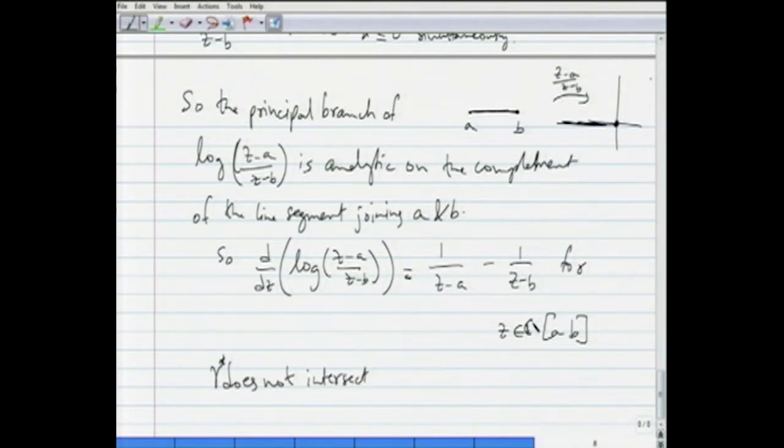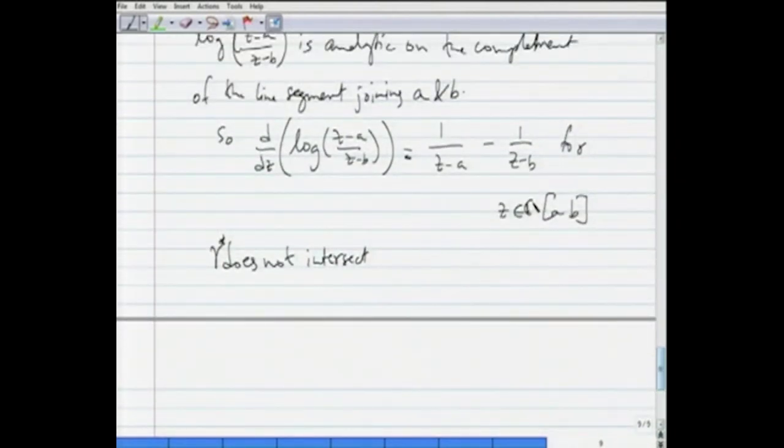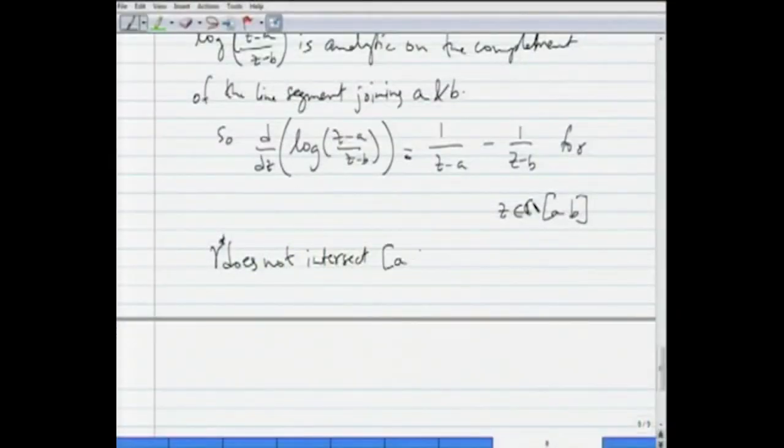Recall we are being sloppy about gamma and gamma star. What I mean by that is we agreed that we will confuse between the curve itself and its trace. So, I will write gamma star or gamma. Gamma star does not intersect this line segment joining A B. So, the integration over gamma of 1 by z minus A minus 1 by z minus B, which has an antiderivative. Now, the integrand has an antiderivative in the region of interest.